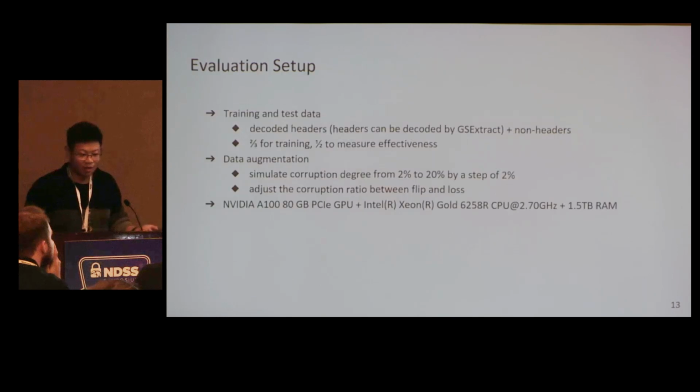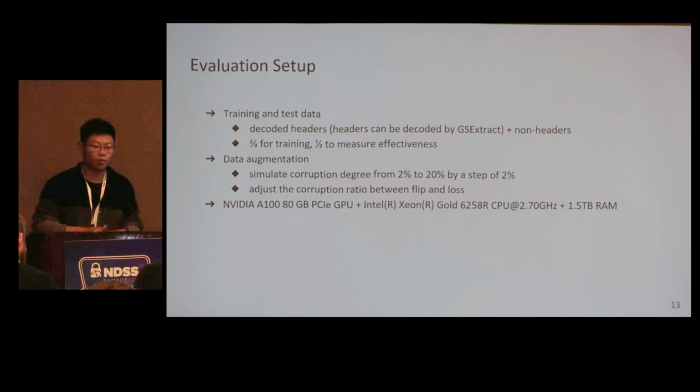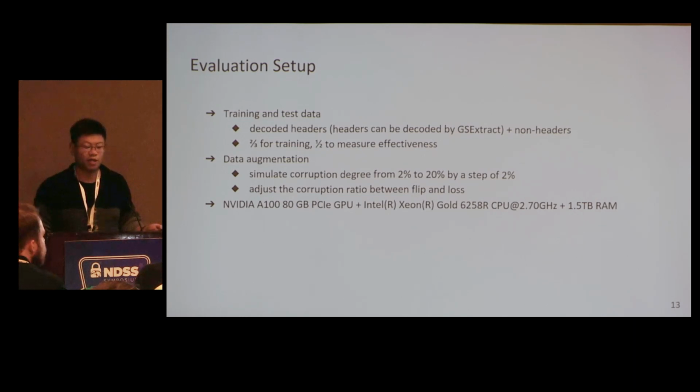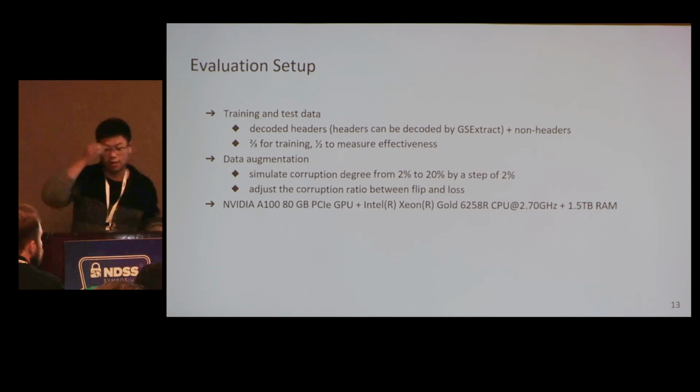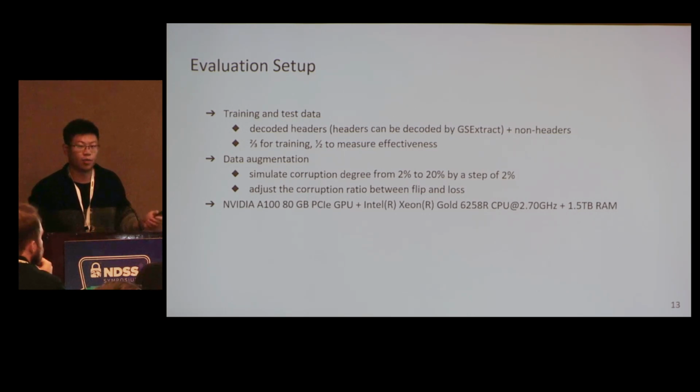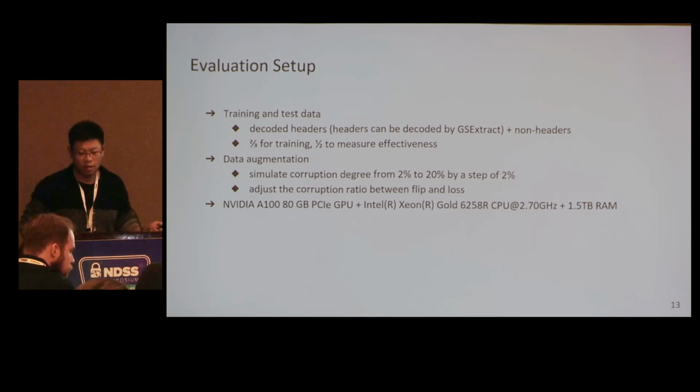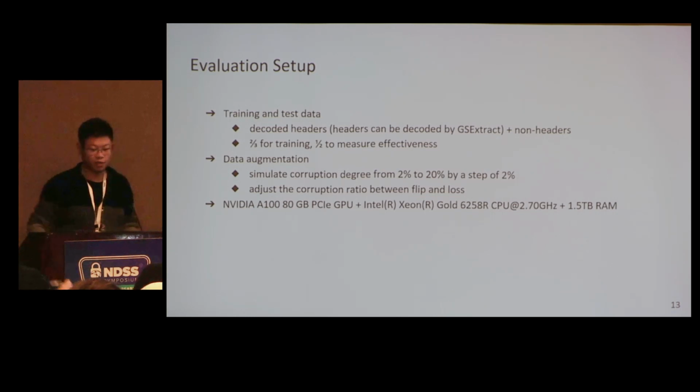So after we build this, using these machine learning techniques to decode the streams, we evaluate its effectiveness. We have our training data and test data. The training data is the headers that we can successfully decode using GSExtract, using traditional techniques, and also some other non-headers. Basically, we have 2 labels, so in this way we can do classification. We have 2 out of 3 for training and 1 out of 3 to measure effectiveness. Okay, it's a typo here.